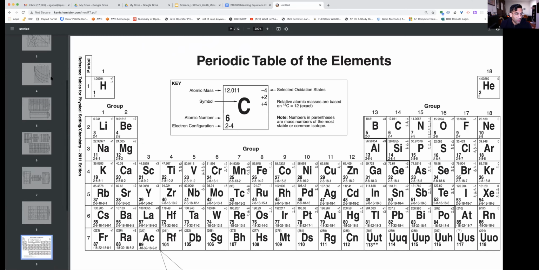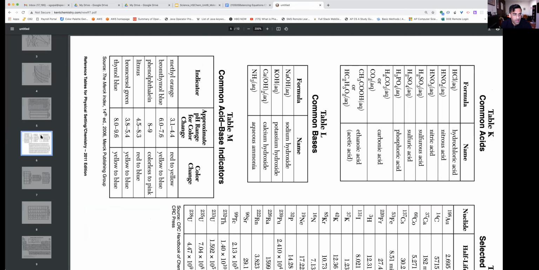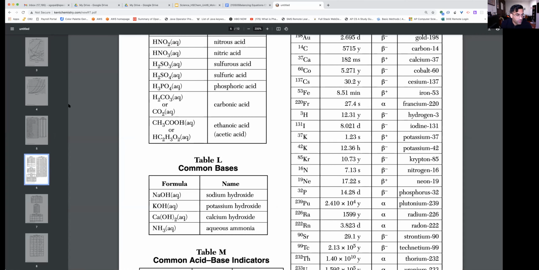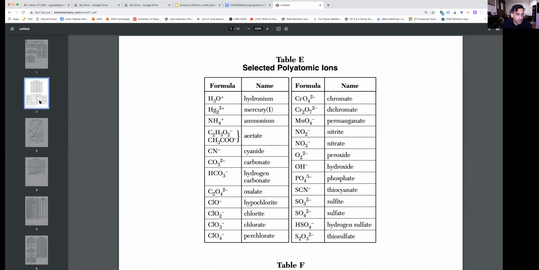So I'm going to scroll up to this page, all right? And let me rotate this. There we go. Actually, I chose the wrong page. I think it's right here. Here we go. Table E. So this is page 2 of your reference table, and we have selected polyatomic ions, all right?